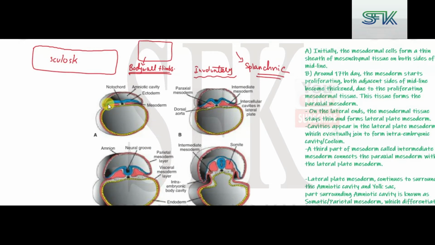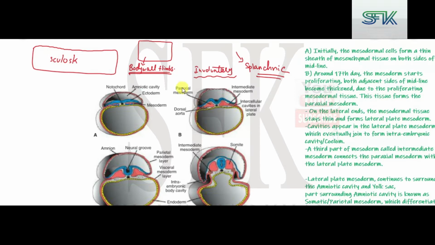This mesoderm that's developing proliferates. Initially, the mesenchymal tissue of the mesoderm develops right next to the midline. Mesenchymal tissue is actually the connective tissue of the embryo. Now the mesoderm proliferates, and the region which is adjacent to the midline thickens. It becomes a bit thicker.